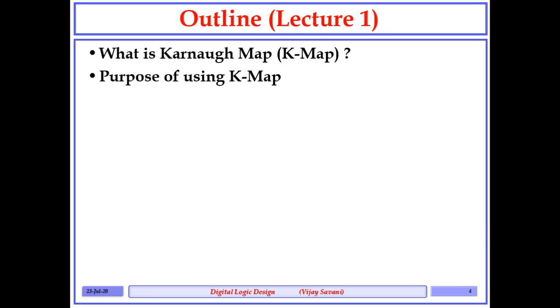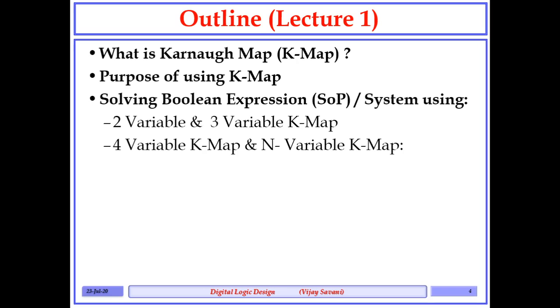In the lecture, I will let you know how it is different from Boolean algebra, what the advantages of K-map are as compared to Boolean algebra, and how we will solve examples and optimize the function using K-map. During the lecture, we will also discuss solving Boolean expressions. We will start with the SOP representation, sum of product representation, using two variables. Initially we start with two variables, then three variables, then four variables, and at the last we will also discuss the n-variable K-map.